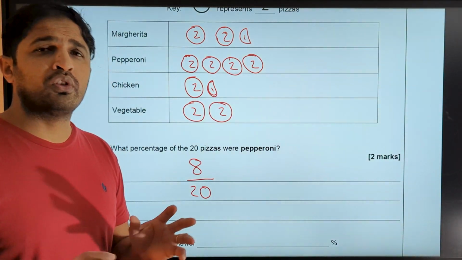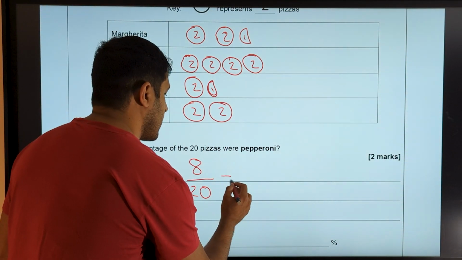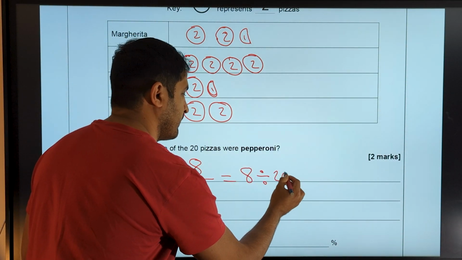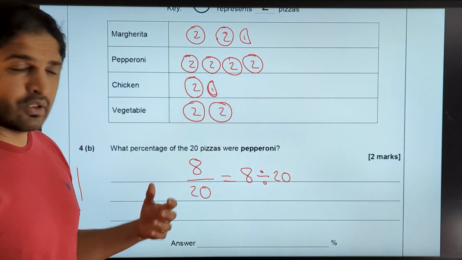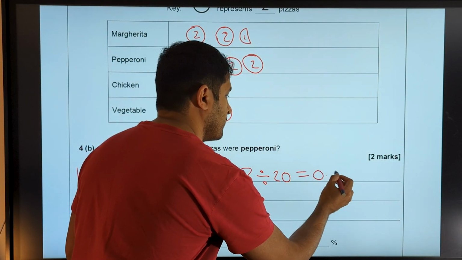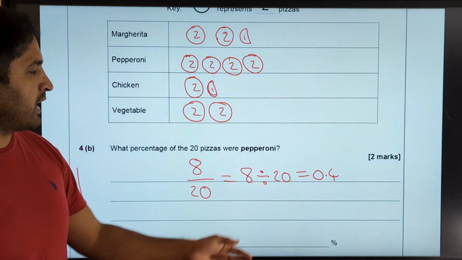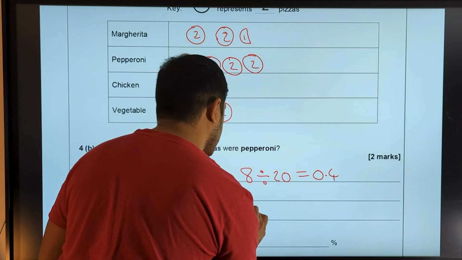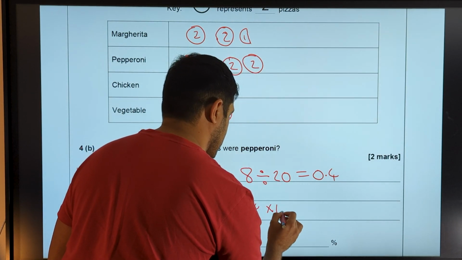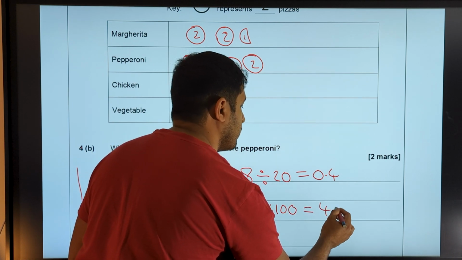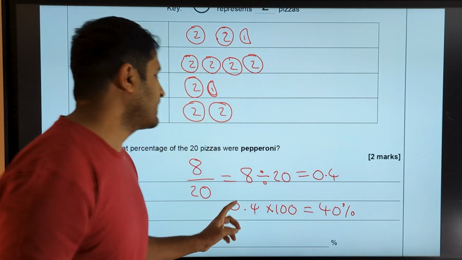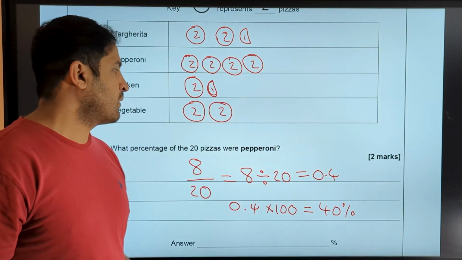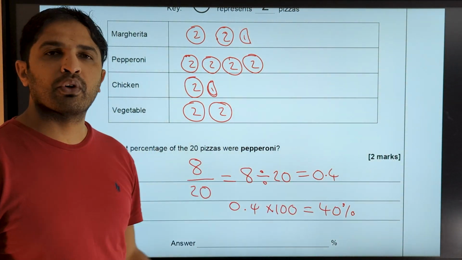It's a calculator paper, so it should be really straightforward. 8 over 20 means 8 divided by 20. Okay. And if you do that, putting it in the calculator, that gives you 0.4. So we get 8 divided by 20, that gives you 0.4. Okay. And multiply 0.4 by 100. That will change that 0.4 into 40%. Because when you go from decimal to percentage, you need to multiply by 100. So 0.4 times 100 will give you 40%. So 40% of the pizzas were pepperoni.